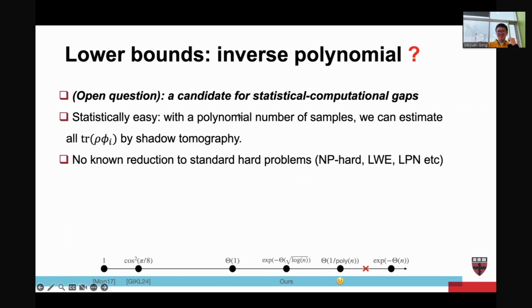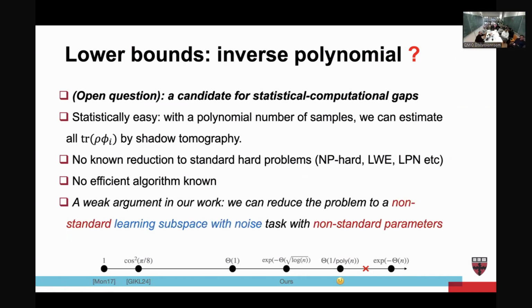And we also don't know how to reduce this problem to some hard problems like NP-hard or LWE or LPN. Anyway, we don't know any reduction. In this work, we give a non-standard reduction, but I don't think that's a very valid argument. We also don't know any efficient algorithm. So this might be a candidate for a so-called statistical computational gap, and it is a very popular topic in classical learning theory. But it's still an open question. In this work, we reduce the problem to a so-called learning subspace with noise, with non-standard parameters, but actually, I don't think this reduction really says anything.